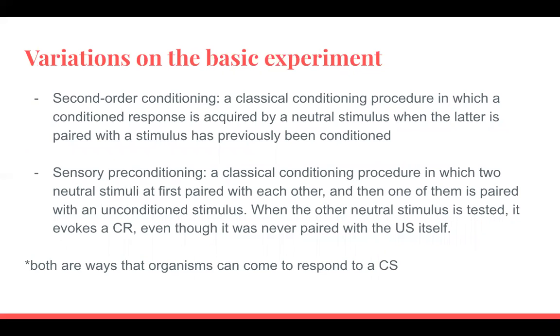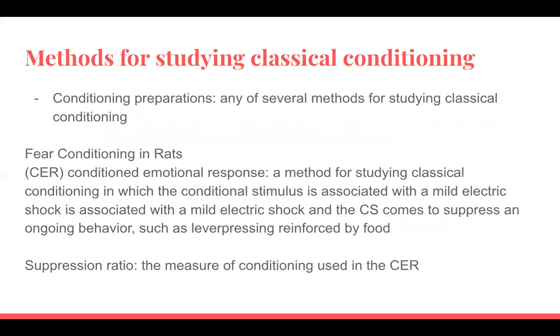Variations on the basic experiment. Second order conditioning is a classical conditioning procedure in which a conditioned response is acquired by a neutral stimulus when the latter is paired with a stimulus that has been previously conditioned. And then sensory preconditioning is a classical conditioning procedure in which two neutral stimuli at first pair with each other, and then one of them is paired with an unconditioned stimulus. When the other neutral stimulus is tested, it evokes a CR, even though it was never paired with the US itself. Both are ways that organisms can come to respond to a CS.